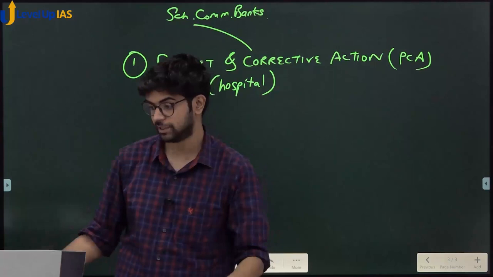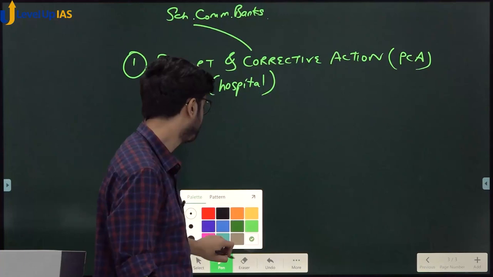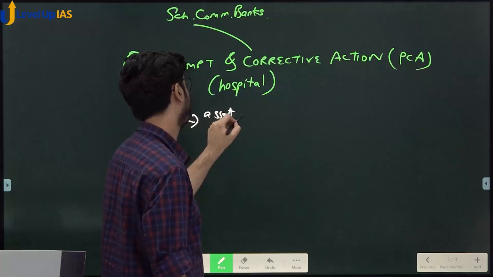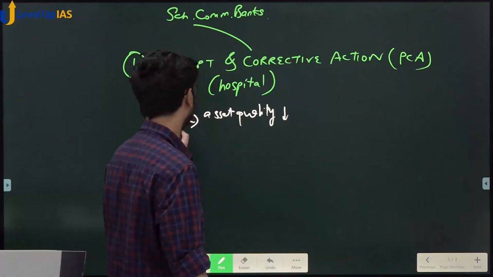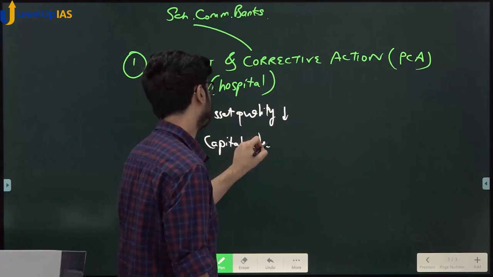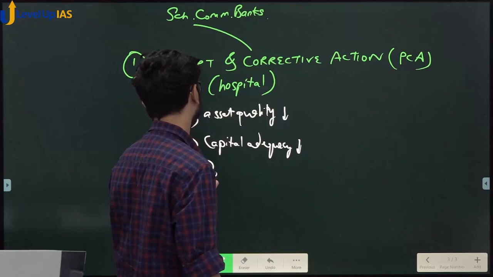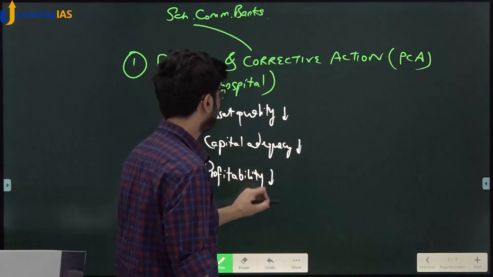Theek hai? So there are three major indicators when RBI decides that its time has come to take this bank into hospital. See whether you agree or not. Asset quality. Barabar? If asset quality deteriorates, then prompt and corrective action. What about capital adequacy? Barabar? Capital adequacy. What about profitability? Okay, these are normally the indicators.